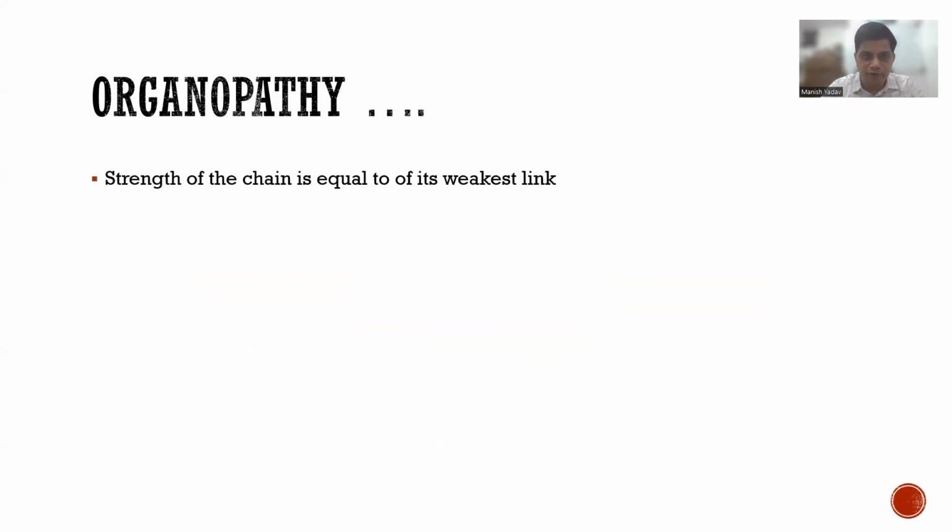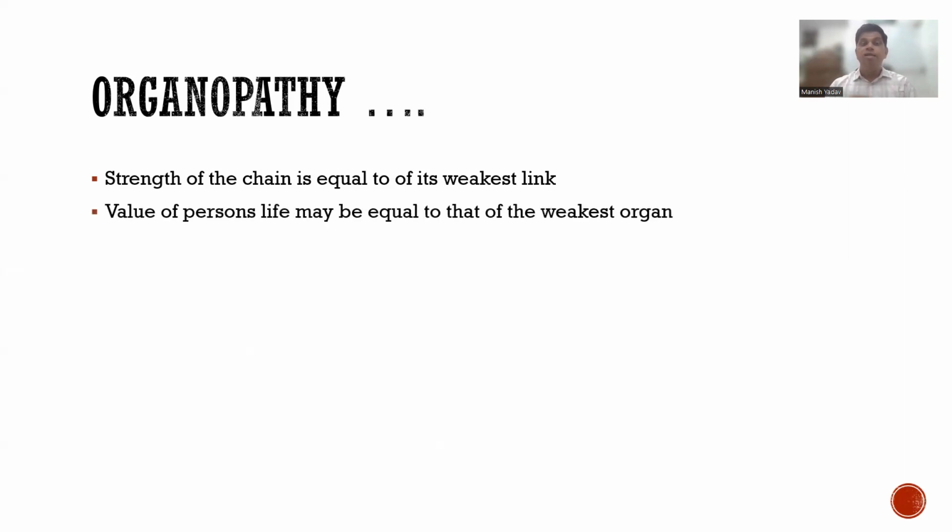Now listen to this very carefully. The strength of a chain is equal to its weakest link. Suppose you're wearing a gold chain, or any chain, and you pull it and stretch it. The strength of it depends on the weakest link. If there's one link which is weak, the strength of the entire chain is affected. So the value of a person's life may be equal to the weakest organ.